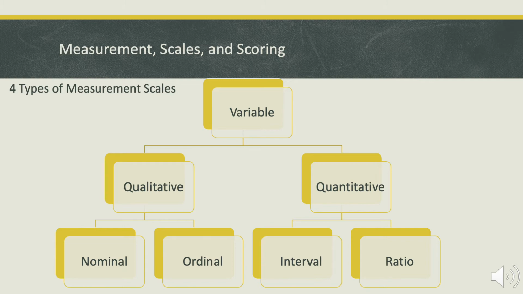They can't be arranged in any particular order. So remember, nominal is qualitative and it's labels. So the second type under qualitative is ordinal. So ordinal, think order. So the order of the values is what's really important in ordinal scales.